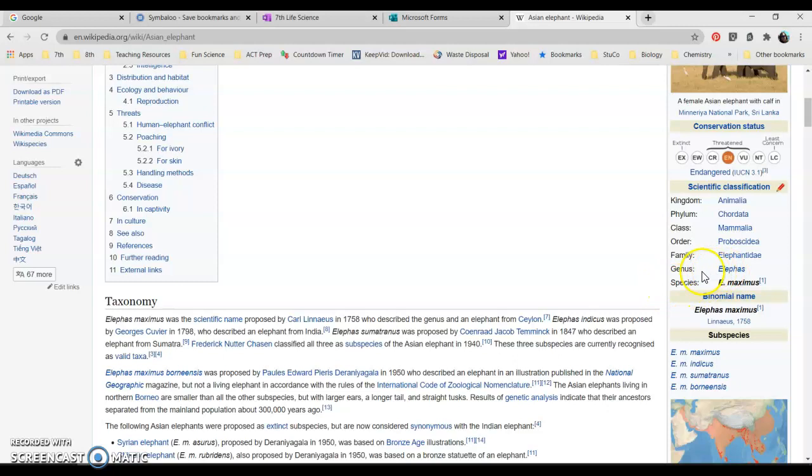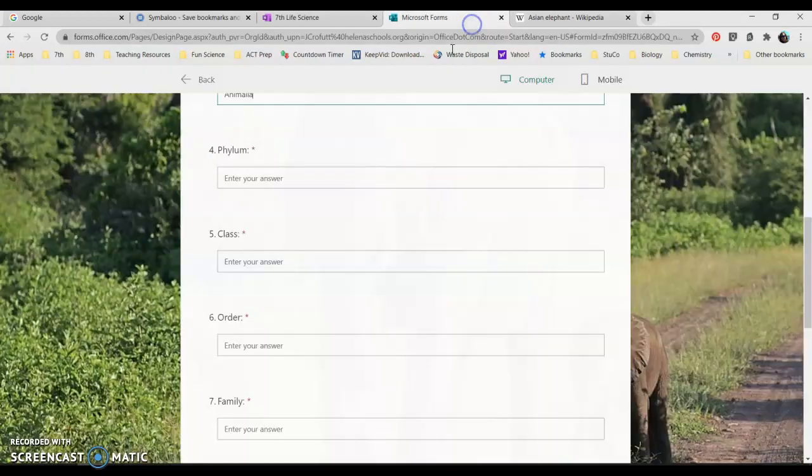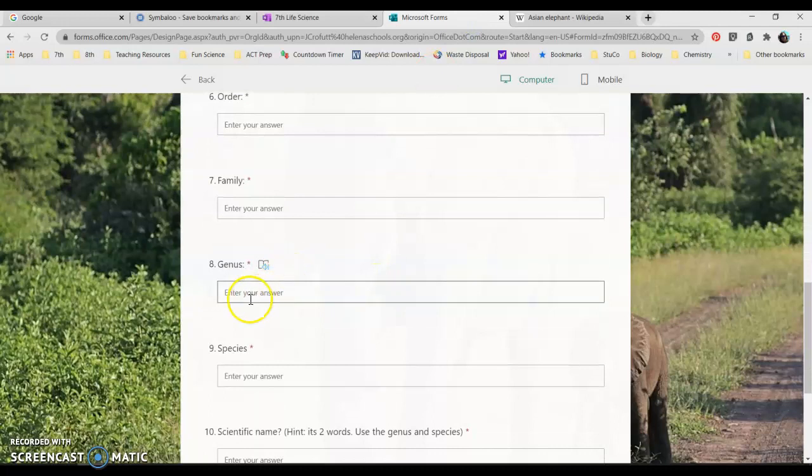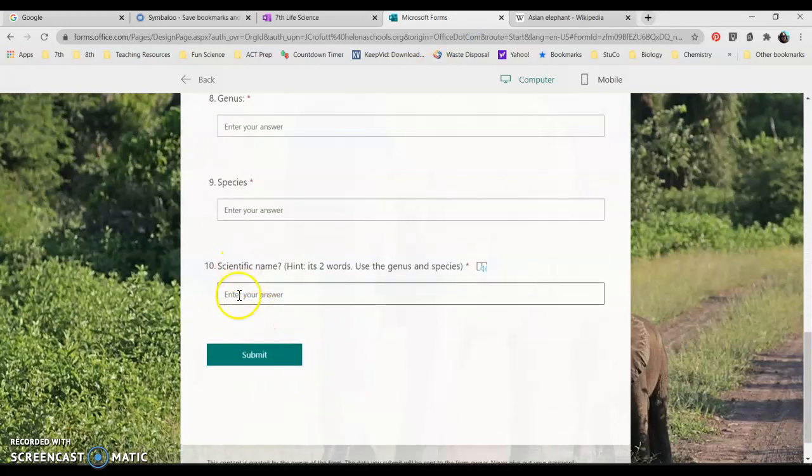Okay, and then the last 2, my genus is Elephas. And my species, again, remember my species is just maximus. The E stands for Elephas in the genus. So you can ignore this E and just do the maximus. So down here, genus, Elephas, species, maximus, and then the scientific name is your genus and your species.